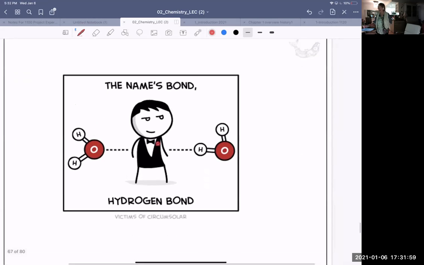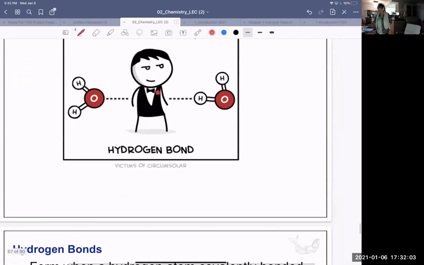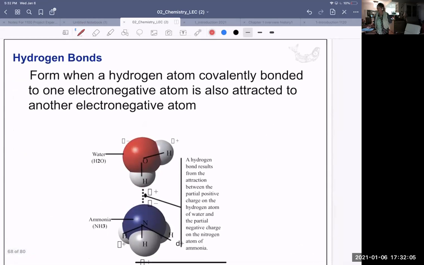The name is hydrogen bond. These hydrogen bonds are very important. They form when a hydrogen atom covalently bonded to one electronegative atom is attracted to another electronegative atom. So for example, here's water with the slight positive charge on the hydrogen atoms attracted to ammonia with that slightly negative charge. That has a lot of implications in life.